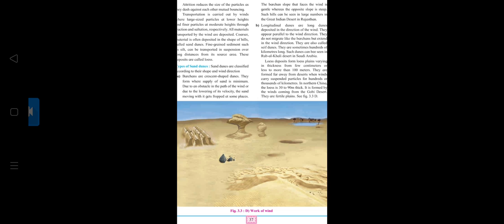Now, there are different types of sand dunes. They are the crescent shape we spoke about. Now, the longitudinal dunes we will also talk about. The loess deposit from the loess plains we will also talk about. These are the different types of sand dunes we are going to discuss. So, this is basically covering the work of the winds.